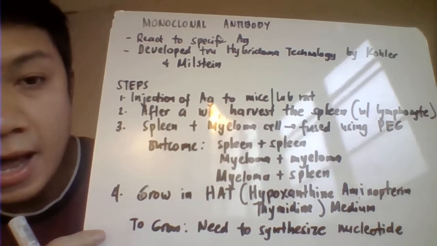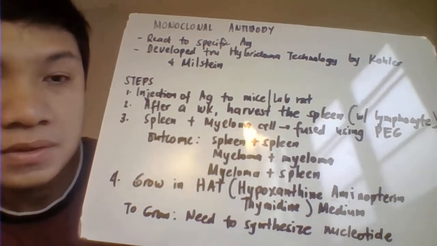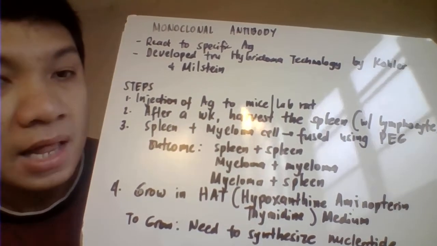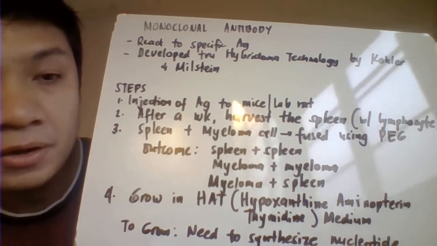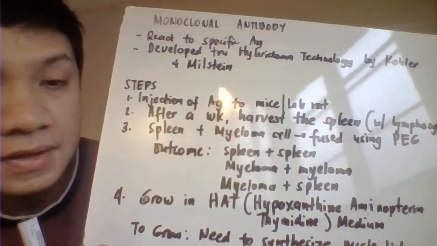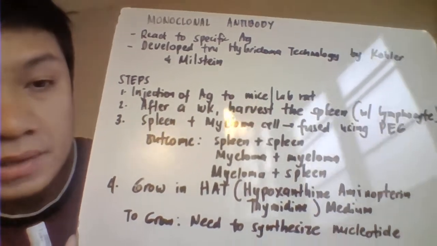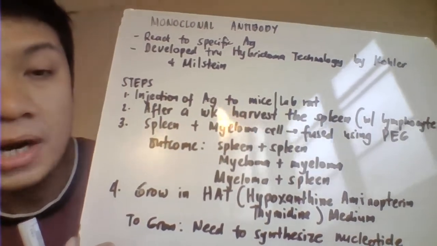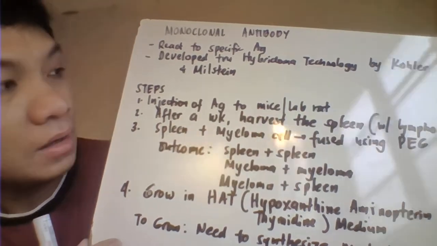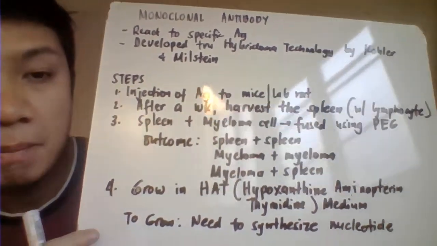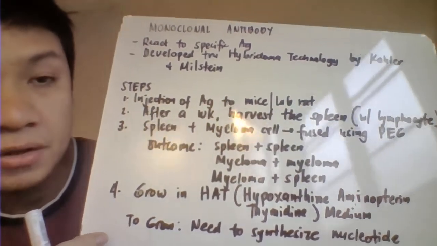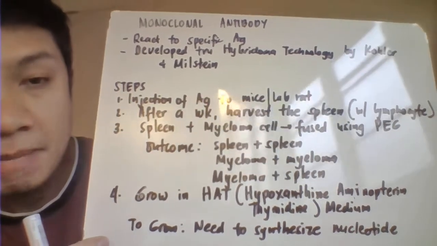When we speak about the hybridoma technology, you fuse the spleen cell coming from your laboratory animal, containing your B cell or B lymphocyte, plus the myeloma cell or the cancer cell. This was developed by Kohler and Milstein. Okay, so we have here the steps for the monoclonal antibody production.